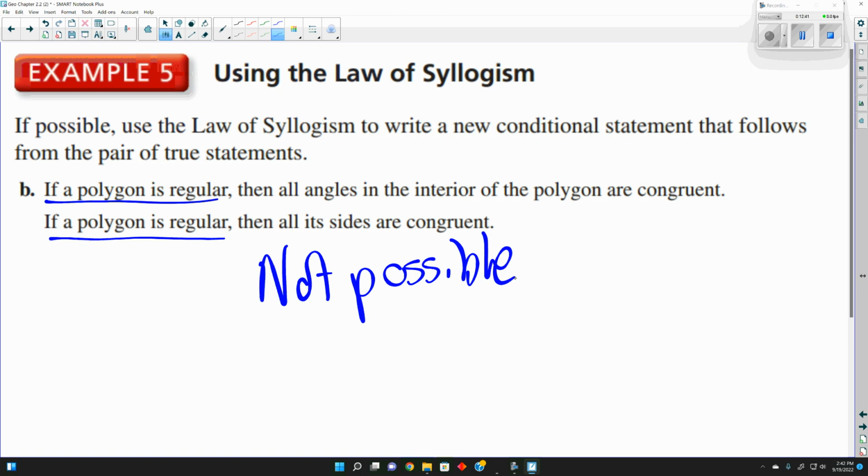Oh, so we can't do it if two of the hypotheses are the same. Well, that's just saying the hypothesis is the same for both. It's not matching up. Okay, so actually this makes sense.